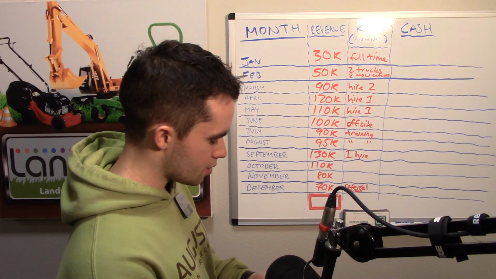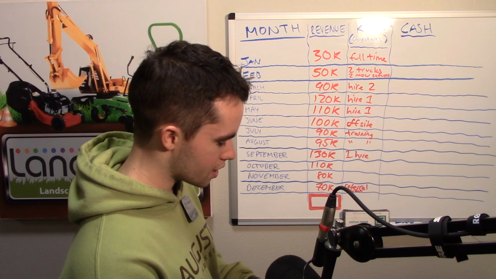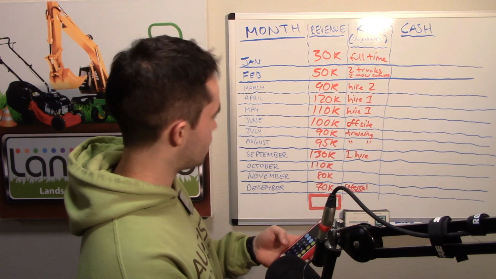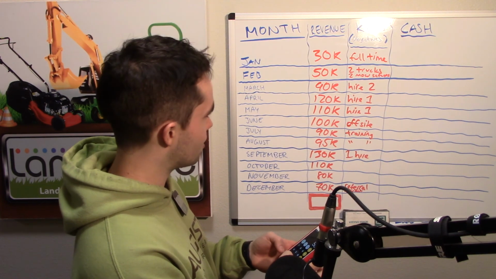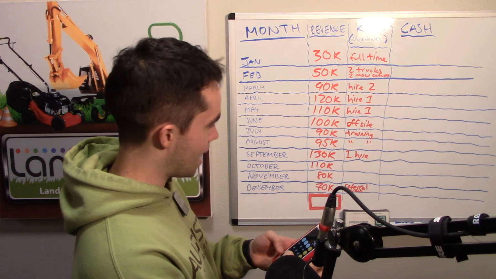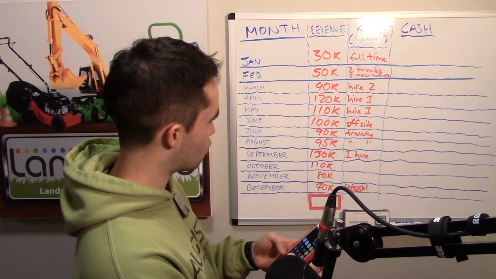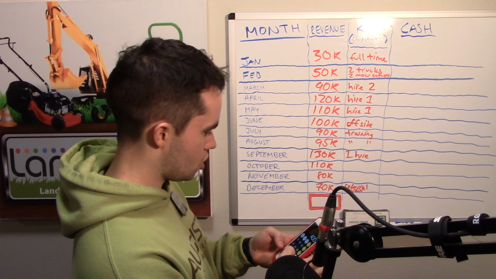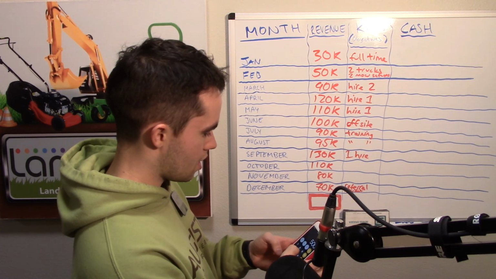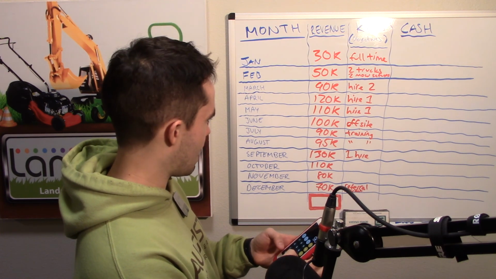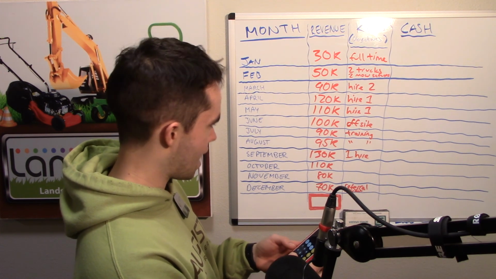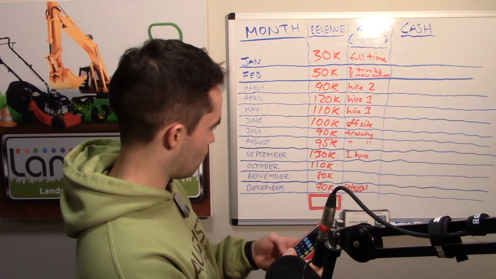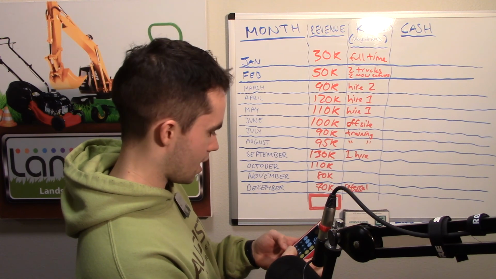So we're going to take each of these months here, the targets that we have, and add them up. So we got $30,000 in January. In February, we're going to do $50,000. In March, we are going to do $90,000. In April, we are going to do $120,000. In May, we got $110,000. In June, we got $100,000. In July, we got $90,000. In August, we got $95,000. In September, we got $130,000. In October, we got 110. And in November and December.